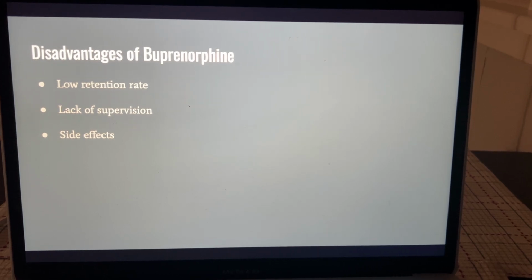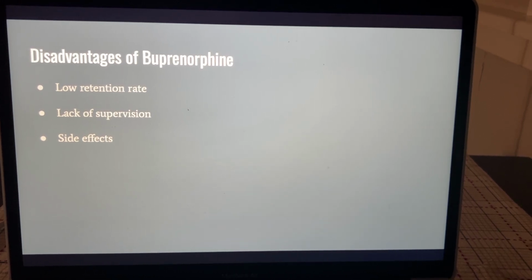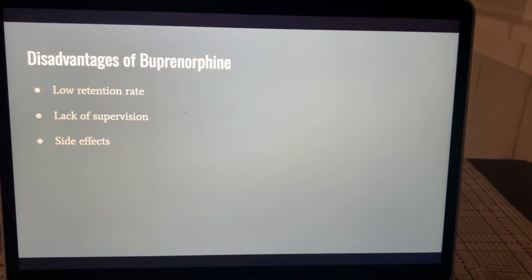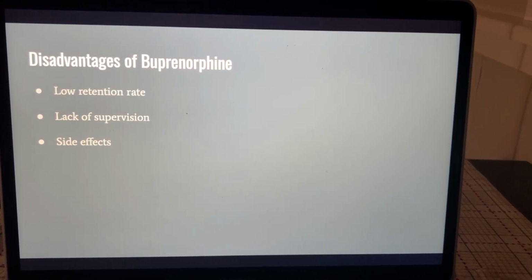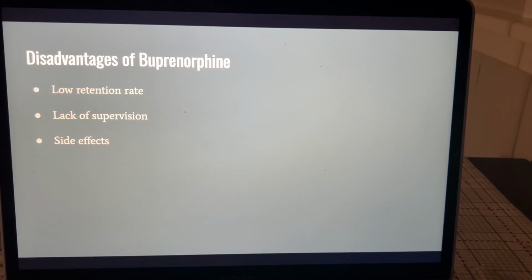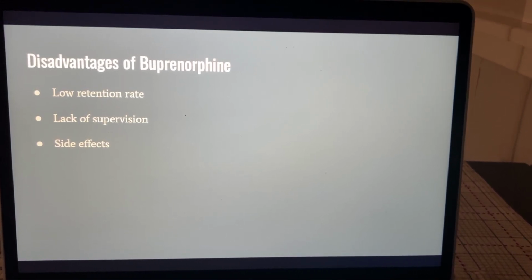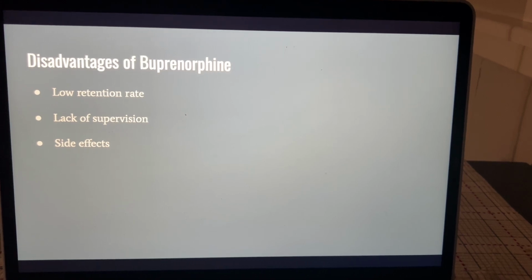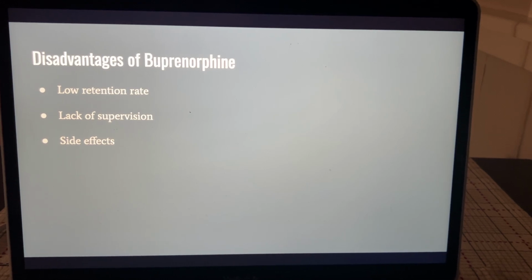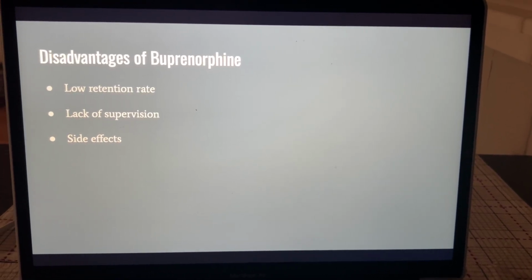Another disadvantage is the side effects. Similar to methadone, there are some negative side effects that can be associated with this treatment, and lack of supervision. Lack of supervision is a disadvantage for individuals that need a lot of structure and a lot of support in regards to their treatment. So if an individual is selecting a treatment like buprenorphine, it might not be a good idea if they don't have that determination, that consistency of implementing the treatment independently on their own, just because they're not going to have a supervisor there and they don't need to show up at the clinic every single day to get that extra support.